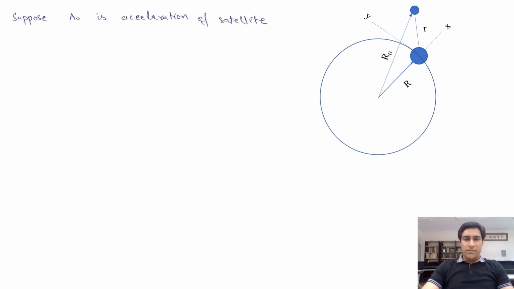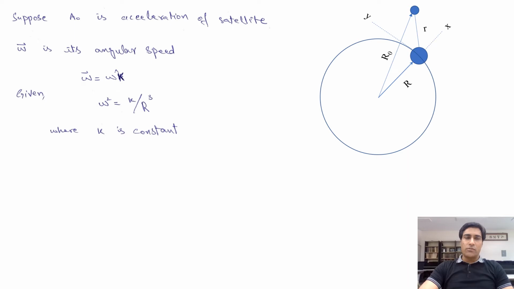Suppose a naught is the acceleration of the satellite and omega is its angular speed. And it is given that the square of this angular speed equals k over r cube, and k is constant.